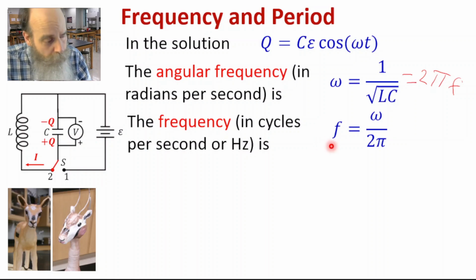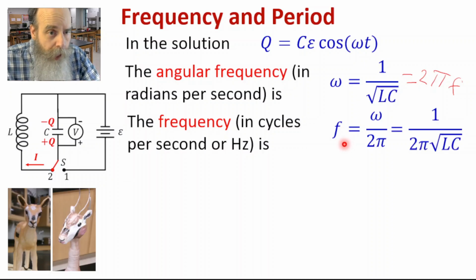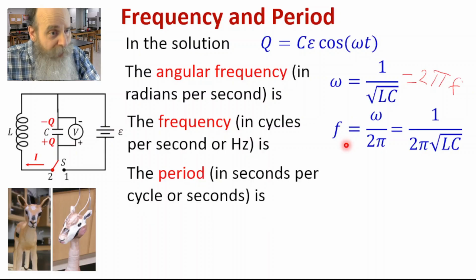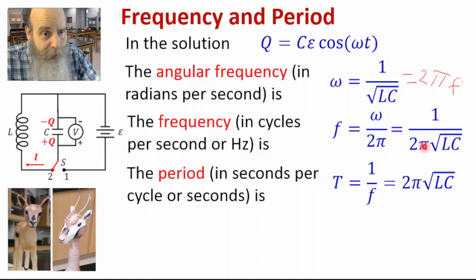And when we put in what omega is, we get the following. f is 1 over 2 pi square root LC. The period, which is seconds per cycle, the time for one oscillation, is 1 over f. So we just take 1 over 2 pi square root LC, and we get T is 2 pi square root LC.